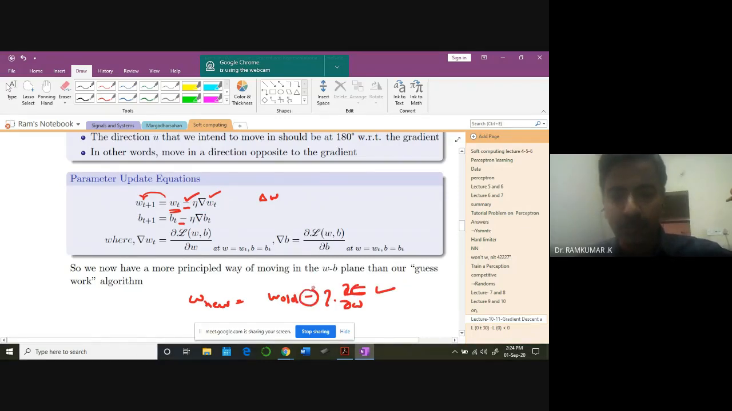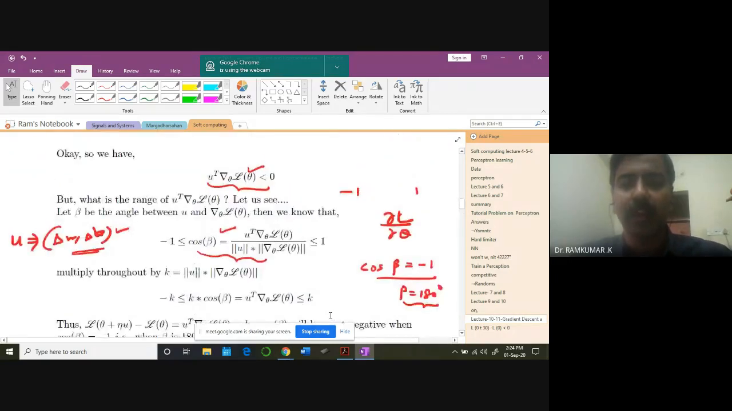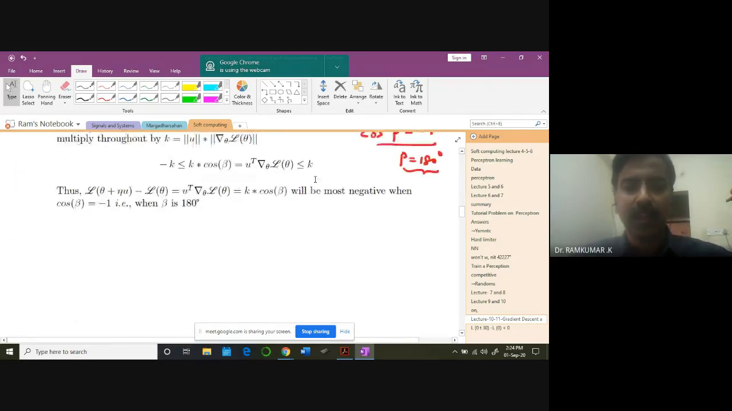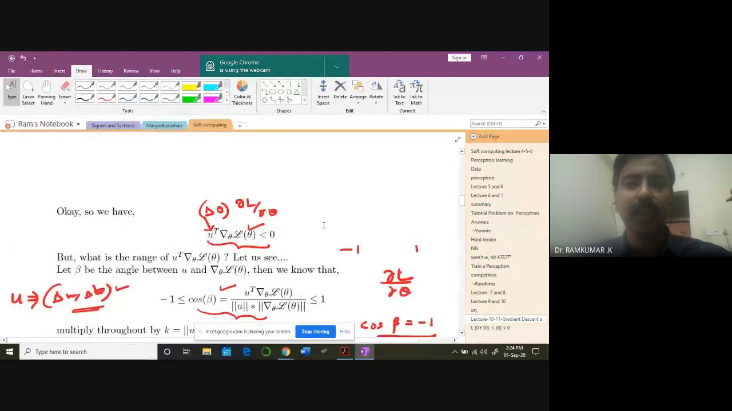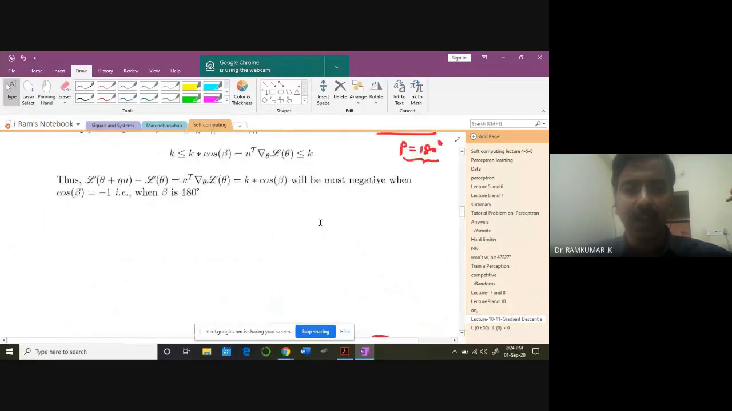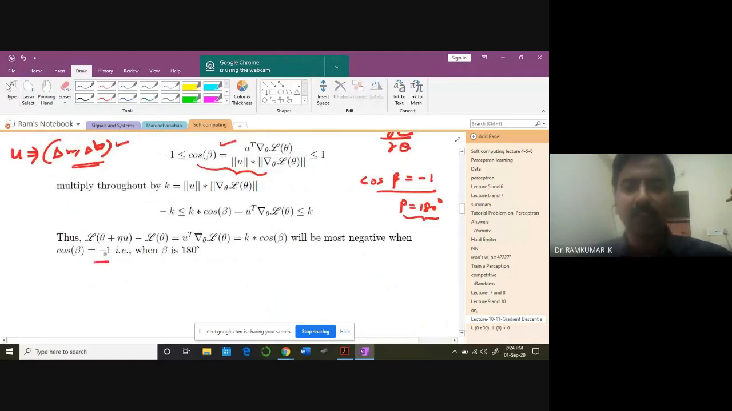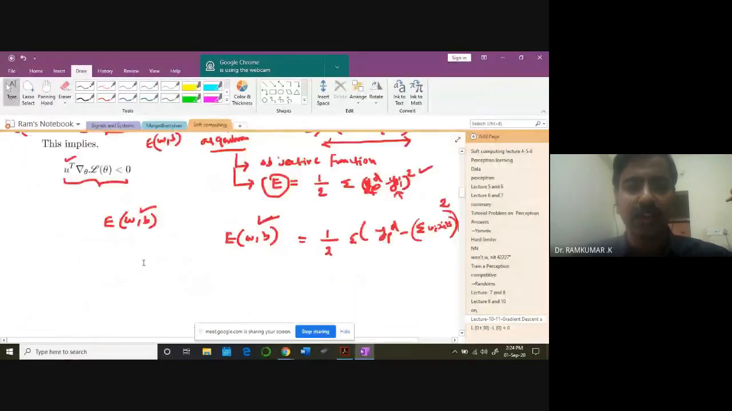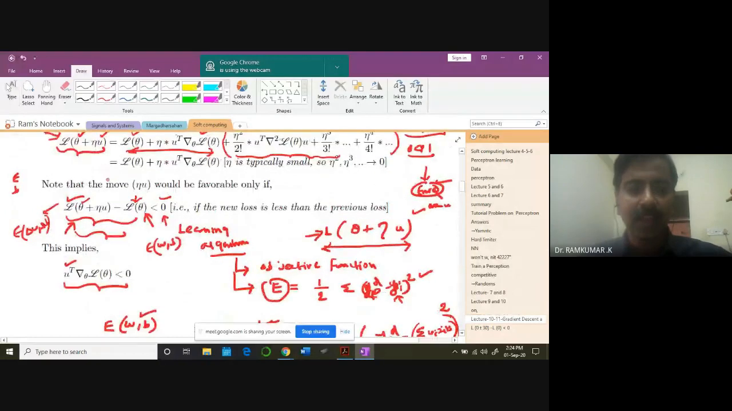But the only thing is this negative comes primarily because of the cosine angle between this u and this dou L by dou theta. This u is nothing but the change in theta. That's what we defined. So the cosine angle is the angle between these two parameters. Naturally it should be -1, because only then do we get the condition satisfied. What is that condition? L of theta plus u minus L of theta should be less than 0. That is the condition we are looking for.